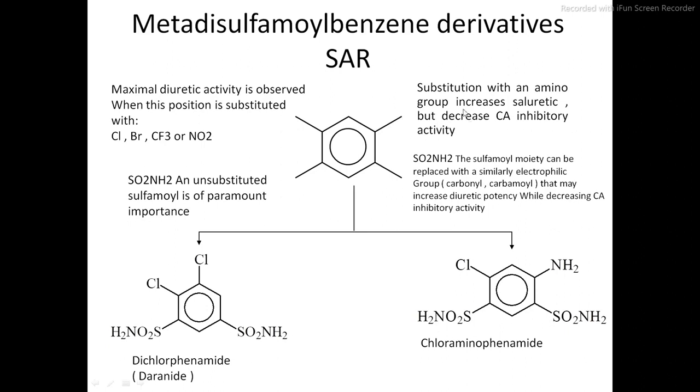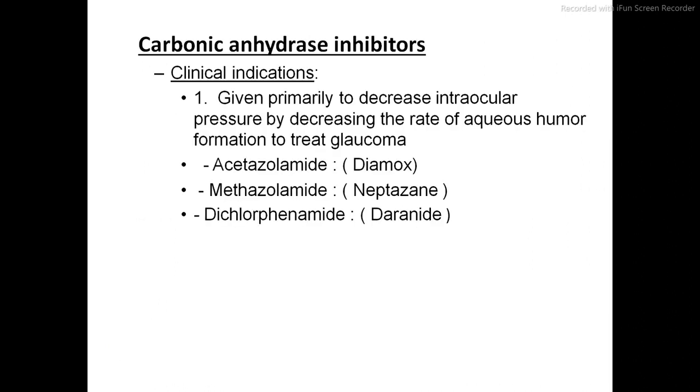Okay. So these two positions are very crucial. They show the diuretic activity at these two positions, but they decrease the carbonic anhydrase inhibitory activity. So at these positions, they will not inhibit the carbonic anhydrase enzyme, but they show the diuretic activity by some different mechanism of action. So these are the SAR of the meta-disulfamyl benzene derivatives.